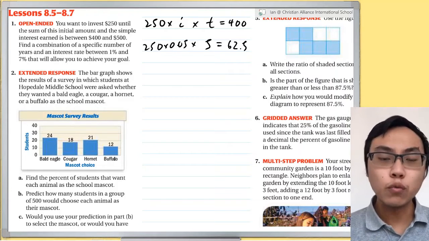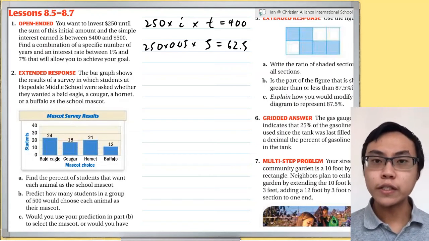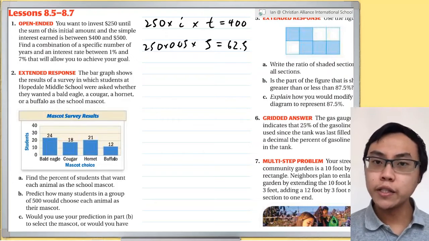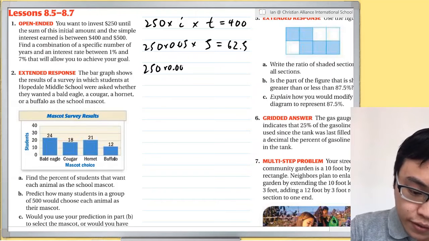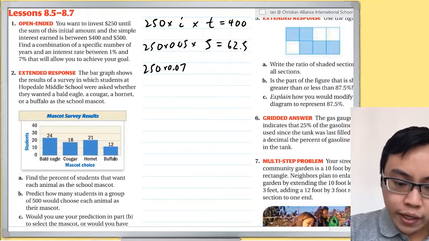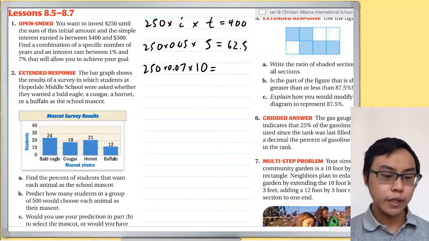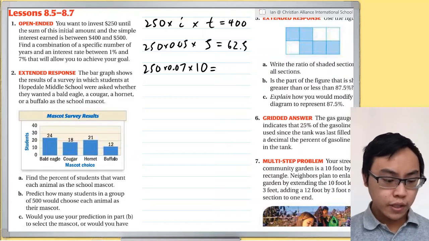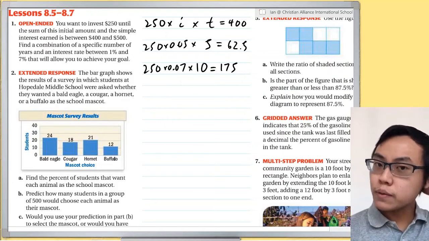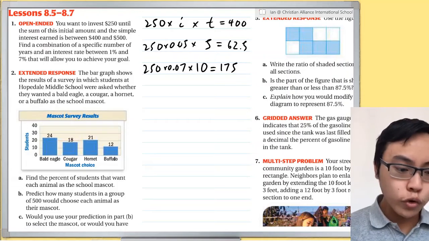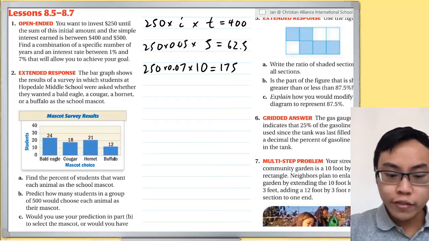I still need to be way more. And so let's use the maximum interest there is. That's 7%. And let's just put 10 years to see how much we will get. So $250 times 0.07, and then I want to multiply that by 10 years. 250 times 0.07 times 10 will give us 175, which means that we'll probably need 25 years in order for the simple interest to be between 400 and 500. Let's try that. Let's try 25 instead.